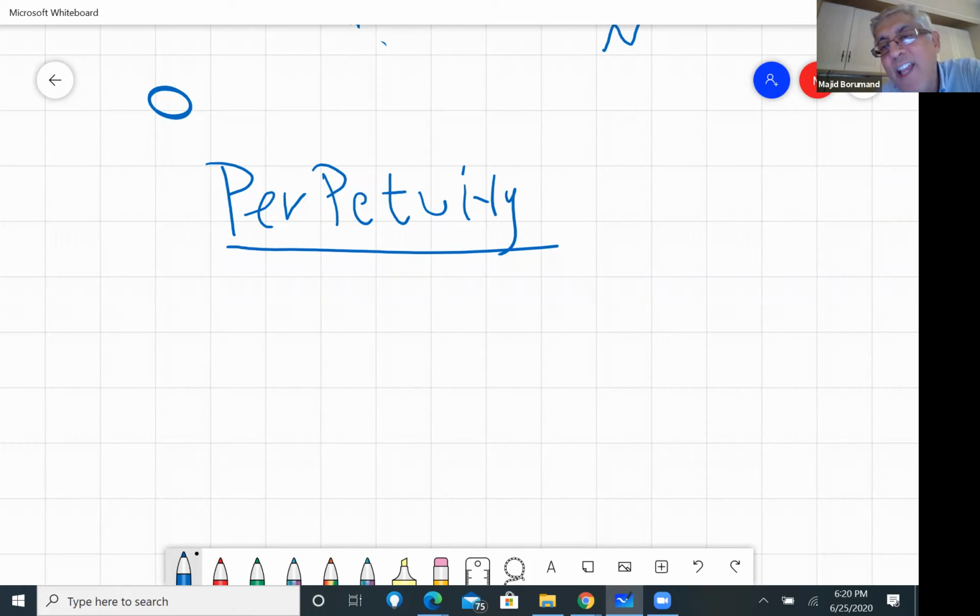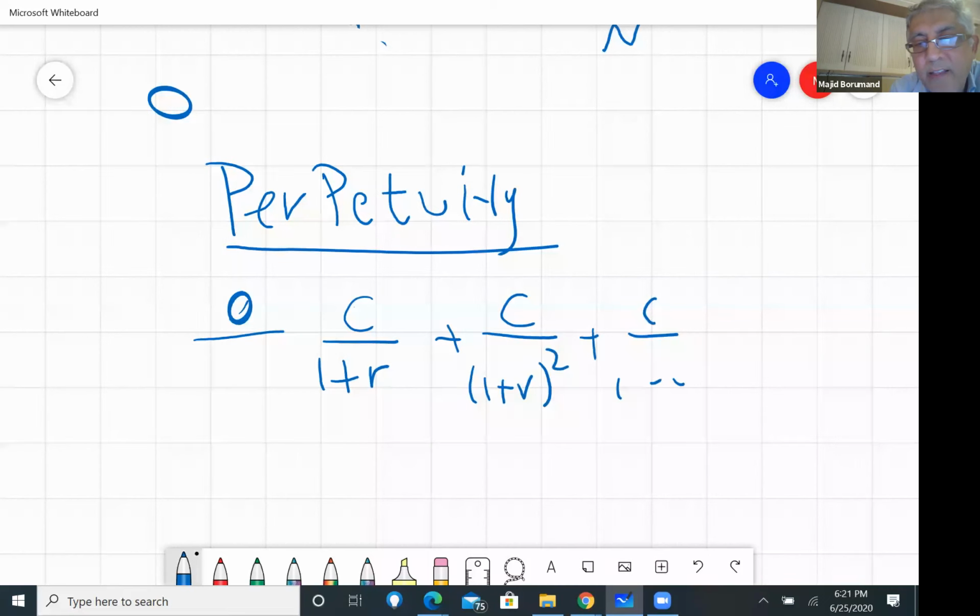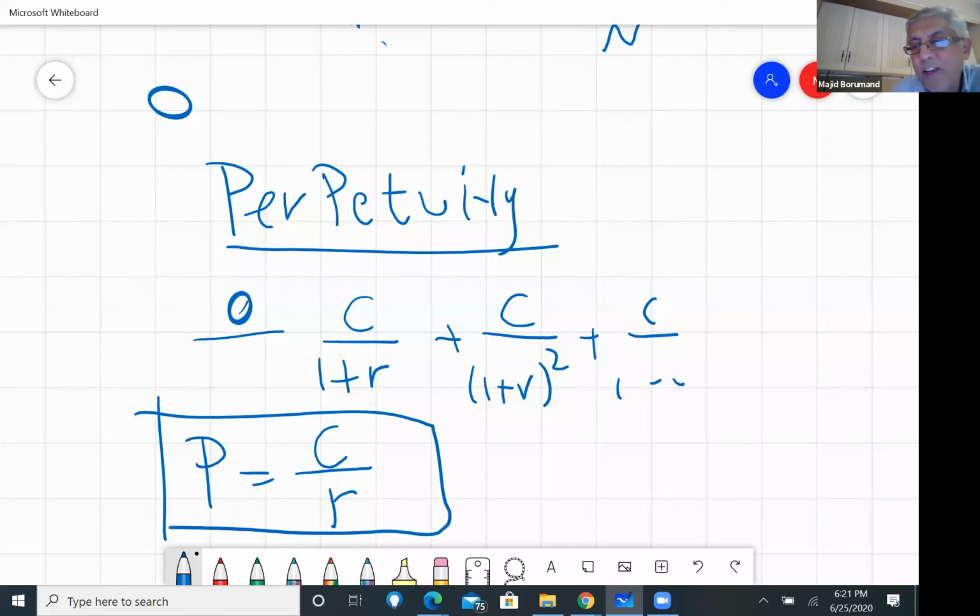You have something going all the way to infinity, and this is ugly, right? Let's say your cost of capital is R. So 1 plus R, 1 plus R squared, and then up to infinity. And then you add them up, and what do you get? You get the price, that's it, C over R. This is not even beyond freshman dream, right? C divided by R, your cost of capital.